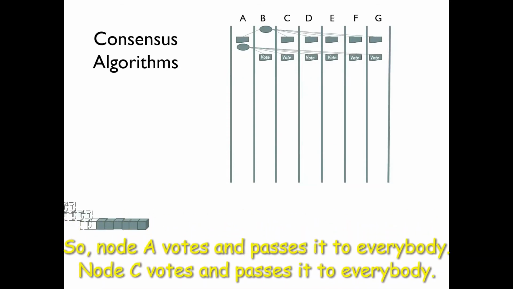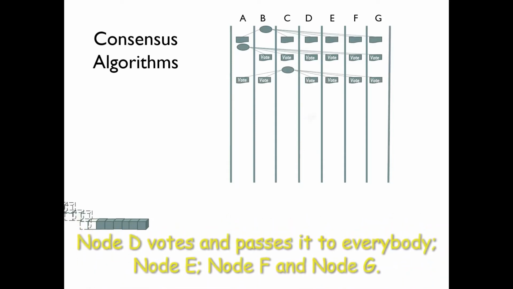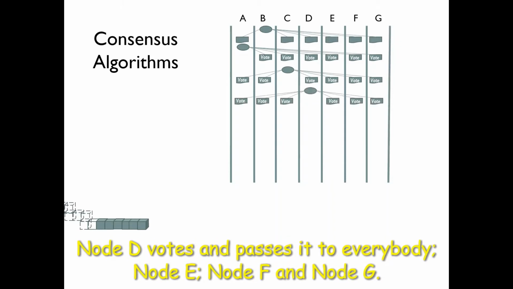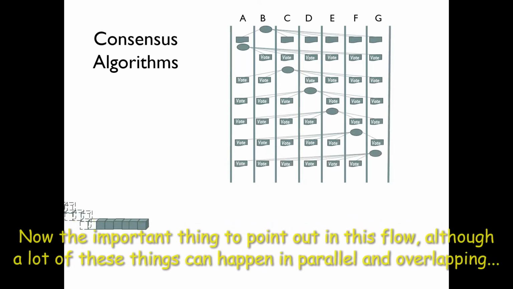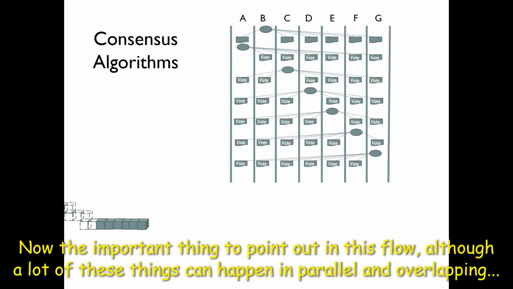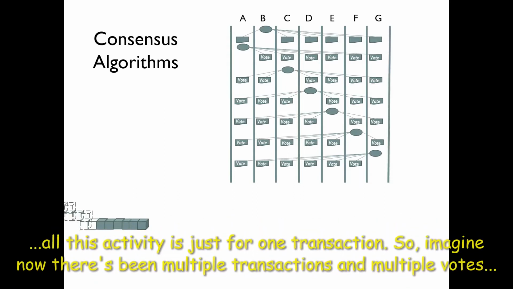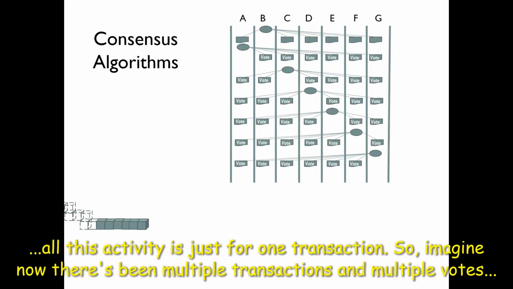So node A votes and passes it to everybody. Node C votes and passes it to everybody. Node D votes and passes it to everybody. Node E, Node F, and Node G. Now, the important thing to point out in this flow, although a lot of these things can happen in parallel and overlapping, all this activity is just for one transaction.